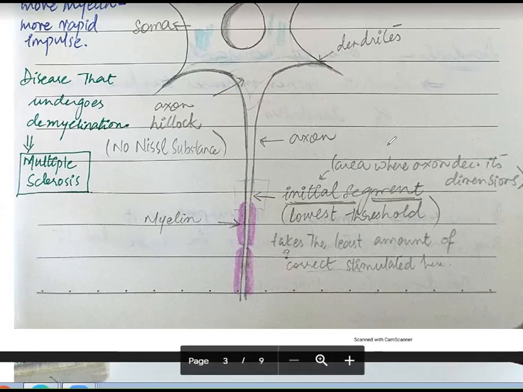So there is a condition in which this myelin sheath is destroyed. We call that demyelination of the myelin sheath. Okay, and that disease is called multiple sclerosis. We will study this disease in neuropathology. Just for now, you have to remember this thing.